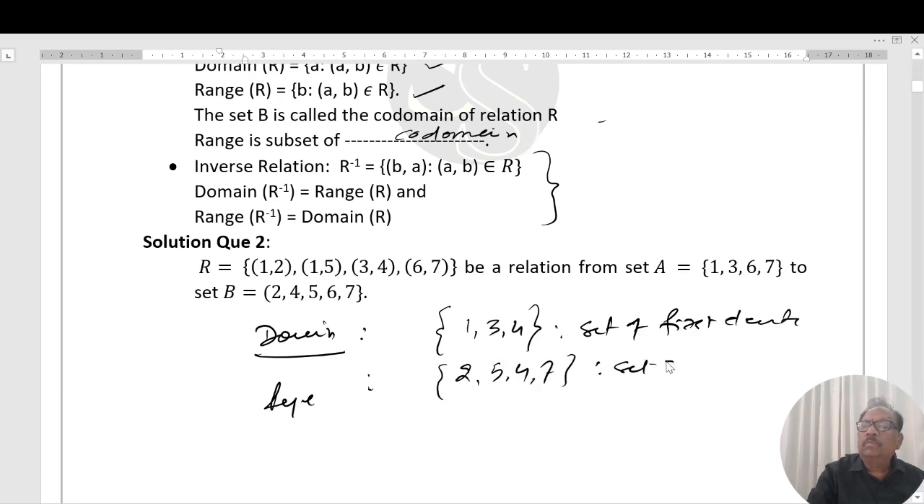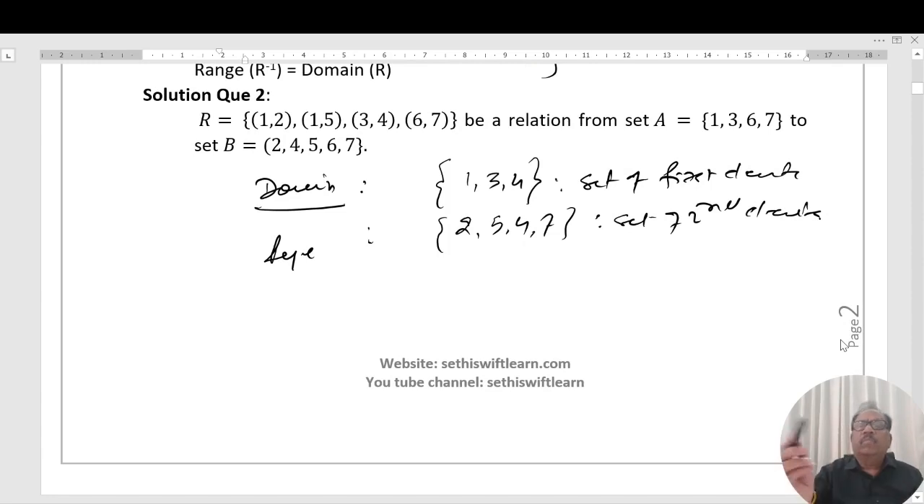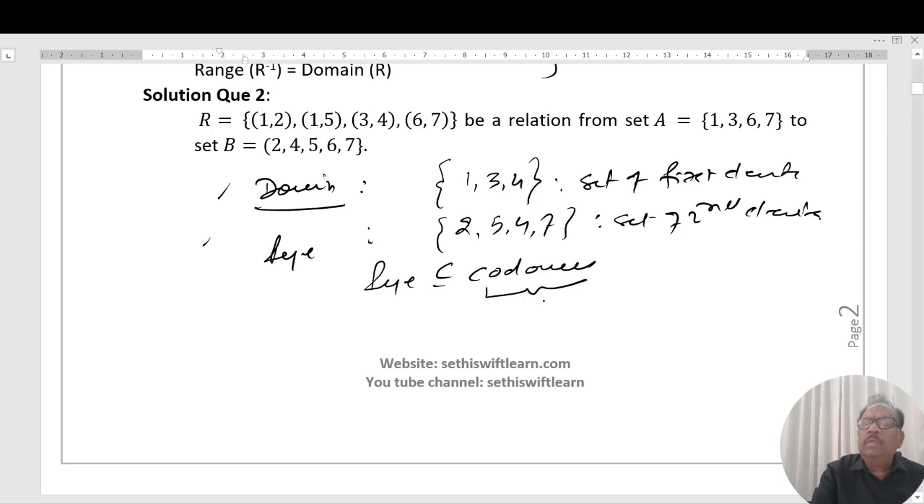Set of second elements. Right? Now, domain is known, range is known. Now, what was our requirement? Find the domain and range. We also said that range is a subset of codomain. Codomain क्या है? Codomain is set B. In this case, it is clear: 2, 4, 5, 6, 7, right? Then set B. So this is the range, this is the domain.